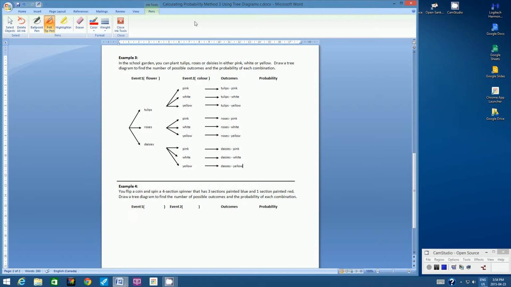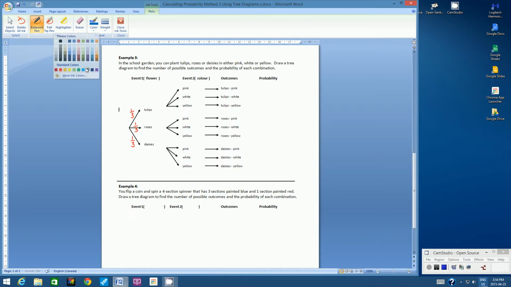The next step is writing the fractions for each of the branches. Okay, so let's look at event 1. When we choose a flower, we have 3 possible outcomes, right? So what is the probability of choosing tulips? It's going to be 1/3. The probability of choosing roses, 1/3. And the probability of choosing daisies, 1/3.